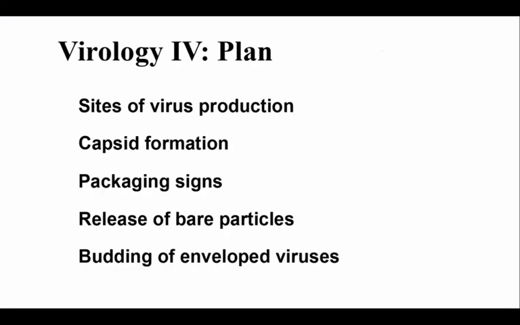Okay, so this is kind of the last of the mechanistic lectures, and it's at the end stage of the virus replication cycle. You've expressed viral proteins, you've replicated the genome, you've got to put them together into an infectious particle, and these particles have got to be released from the infected cell. So we're going to look at sites of virus production, how capsids are formed, packaging signals.